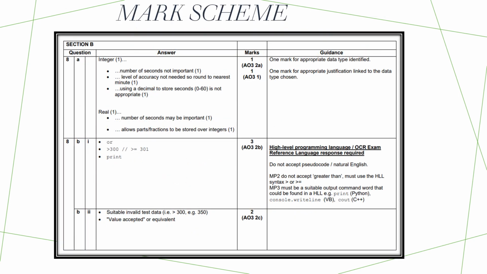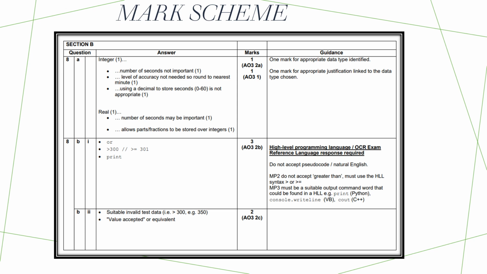So for the first part of question A, you could either have integer or real. Doesn't matter which, as long as you give a justification. So you could say integer and say it just needs to be the nearest hour, or you could say real and say that time has got minutes and seconds, or it might have 1.5 hours or something like that. Any sort of explanation for choosing integer or real.